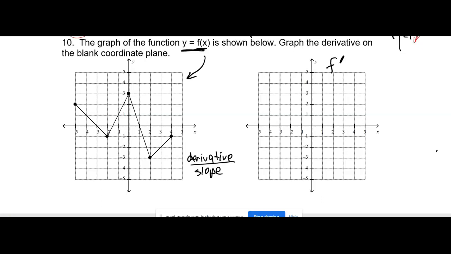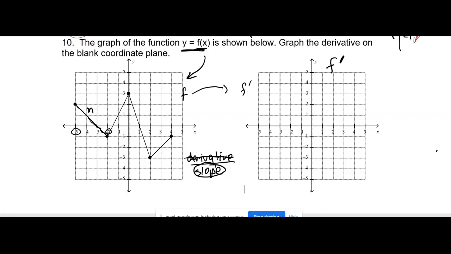So if this is my function, and I want to be producing the derivative, instead of thinking of the word derivative, think of the word slope. So if we go between a -5 and a -2, we obviously have this line segment here.